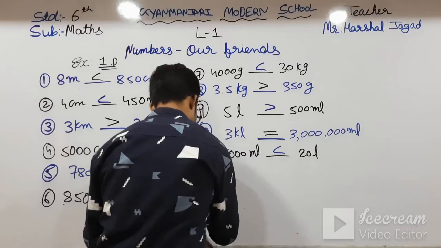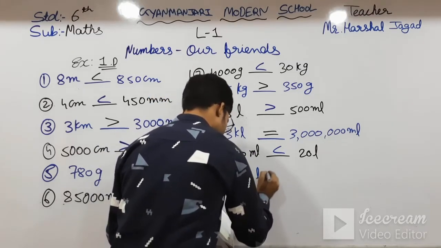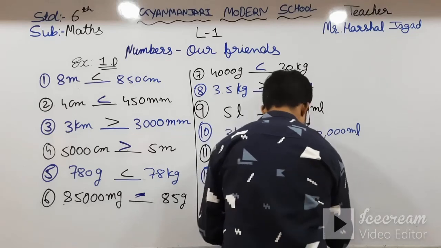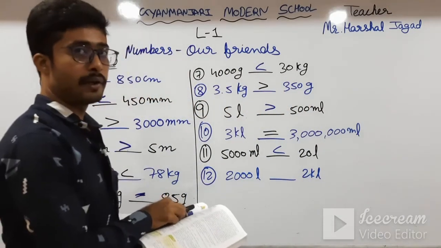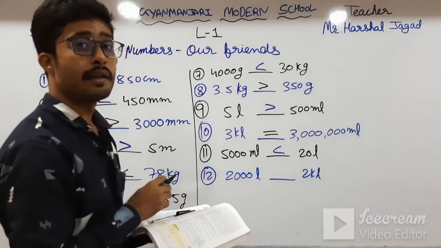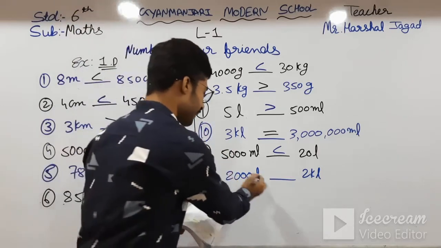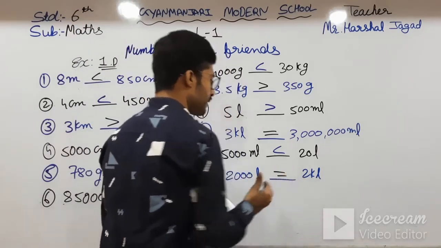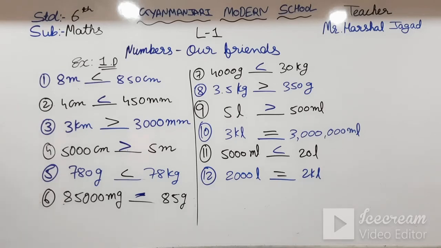And last, that is 12th one, 2000 liter and 2 kiloliter. What will come? 1 kiloliter is equal to 1000 liter. So 2 kiloliter is equal to 2000 liter. Here both are the same. Please note down the answers and verify the answers.